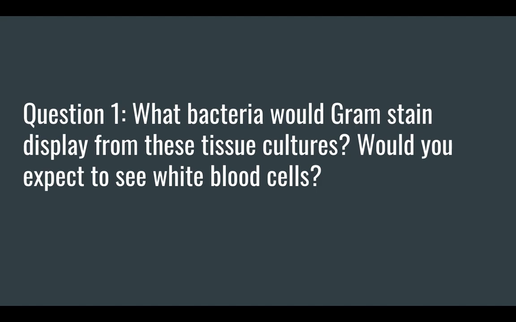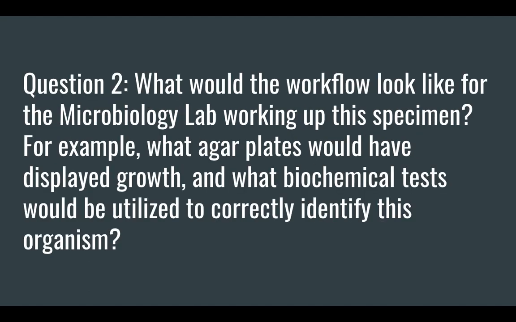So now we are going into the 2 questions that I have for you to complete the objectives. If you could answer these questions in the comments below, that would be wonderful. Question number 1: what bacteria would gram stain display from these tissue cultures? Would you expect to see white blood cells? So what would the gram stain show? And would you expect to see white blood cells in the gram stain with the hematology results that we know of for this patient? For question number 2: what would the workflow look like for the microbiology lab working up this specimen? For example, what agar plates would have displayed growth, and what biochemical tests would be utilized to correctly identify this organism?